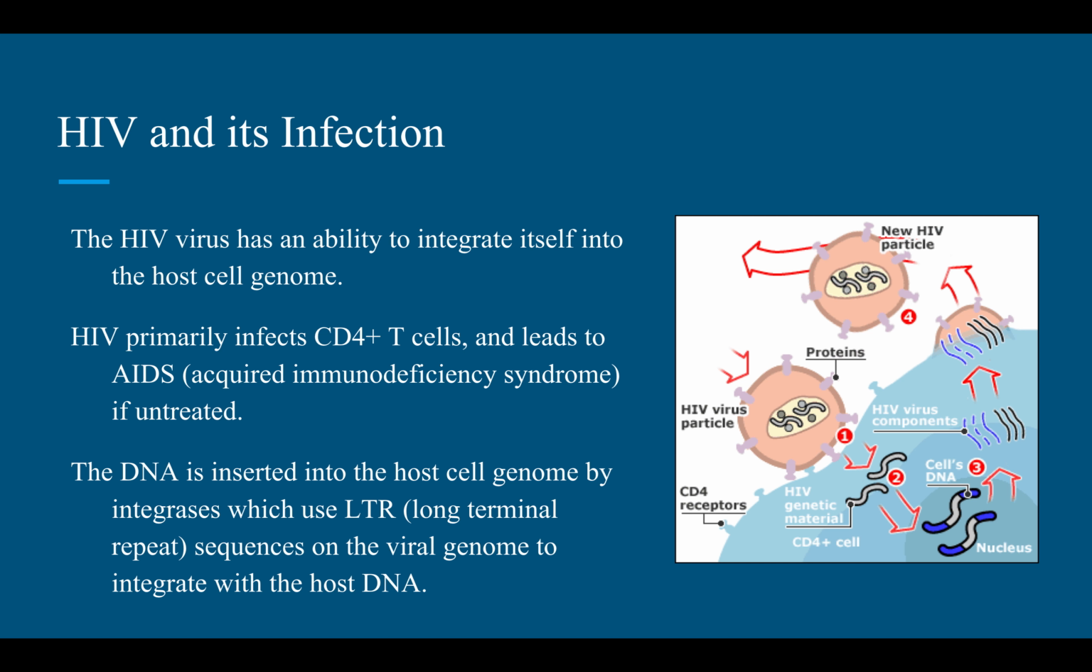HIV viral particles store their genetic information as double-stranded RNA and use a reverse transcriptase to convert their genome into a double-stranded DNA. This process also introduces many random errors into the HIV genome, allowing the virus to rapidly mutate. The DNA is inserted into the host cell genome by integrases, which use the LTR, the long terminal repeat sequences on the viral genome, to integrate with the host DNA.